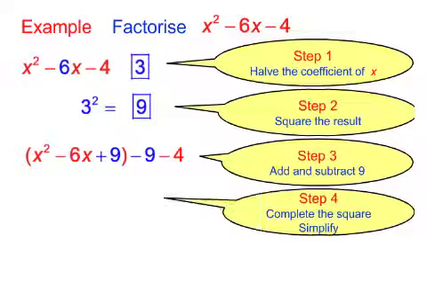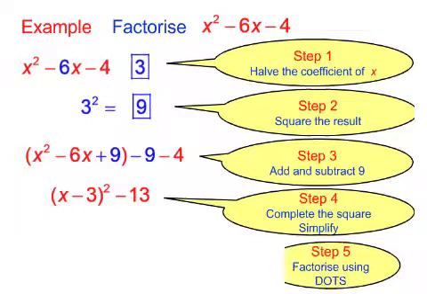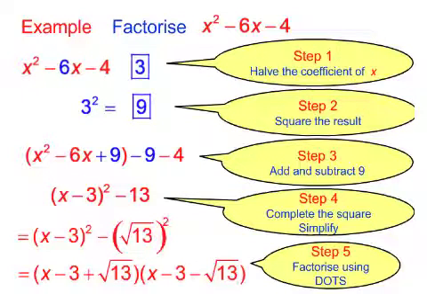Step 4. Complete the square and simplify. In other words, x squared minus 6x plus 9 is (x - 3) all squared. Minus 9 minus 4 is minus 13. And then finally factorise using the difference of two squares, which is (x - 3 + root 13)(x - 3 - root 13).